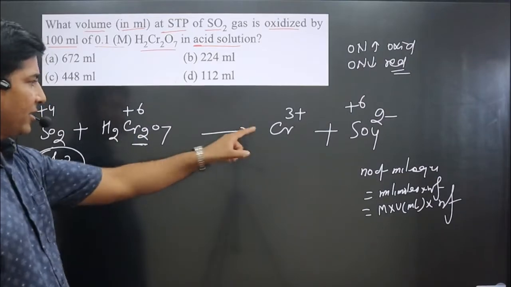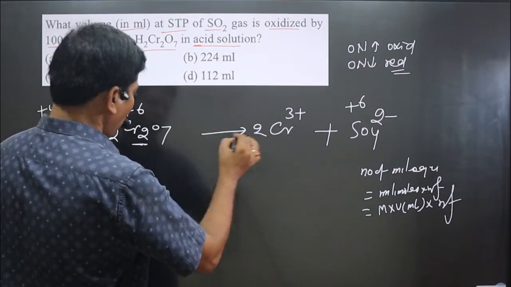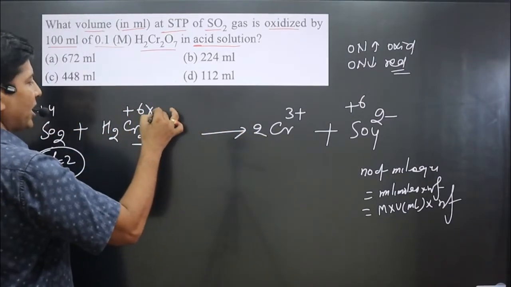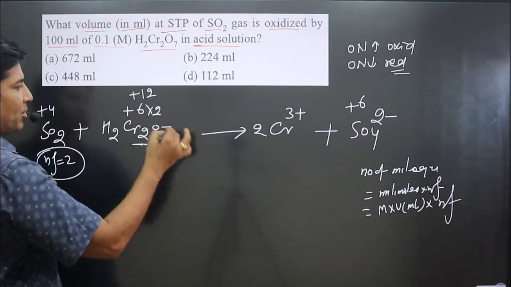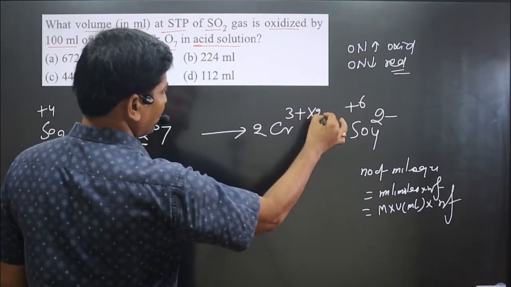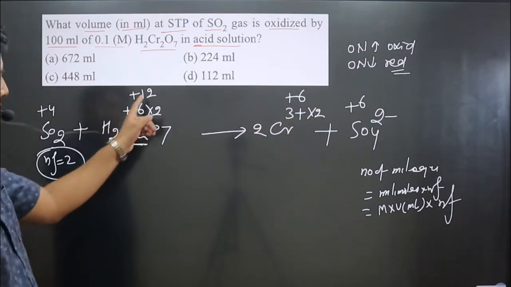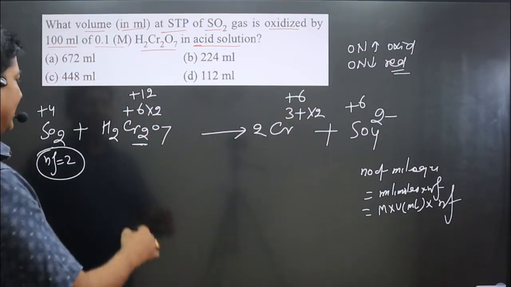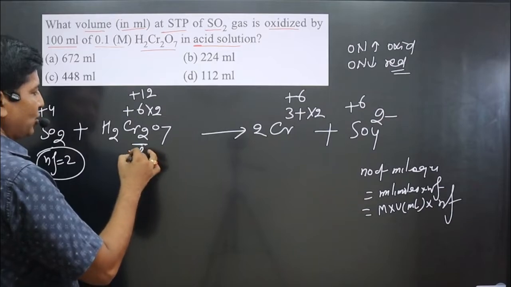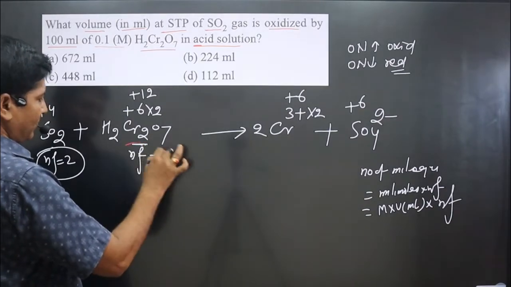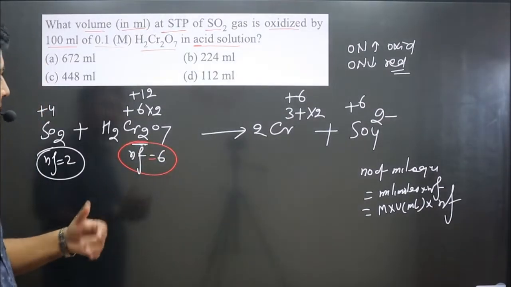In this case, always balance the number of atoms before balancing the charge. 2 Cr on one side, other side 1 Cr multiplied by 2. 1 Cr is +6, then 2 Cr will be present in +12 oxidation number. 1 Cr is +3, then 2 Cr will be present in +6 oxidation number. Find the difference in oxidation number: 12 minus 6 is equal to 6. So the n factor value for H2Cr2O7 is 6. Very interesting.